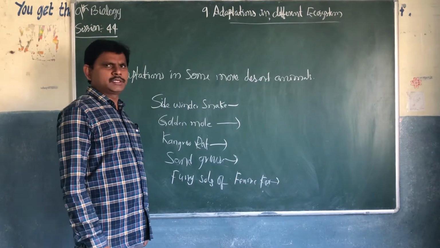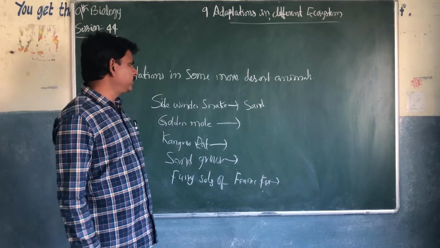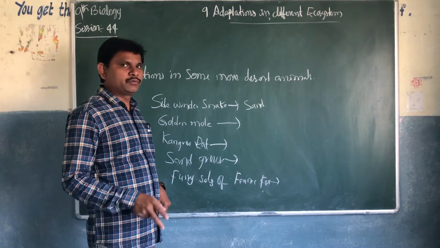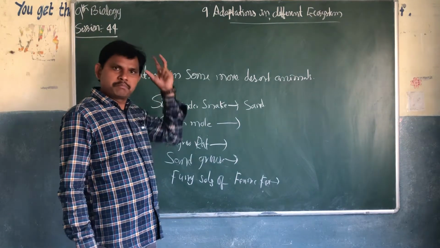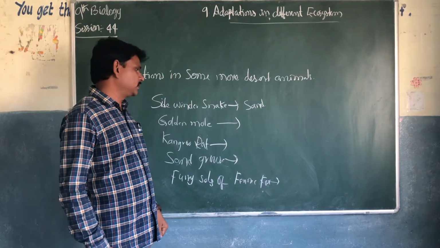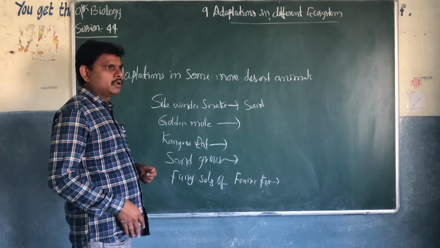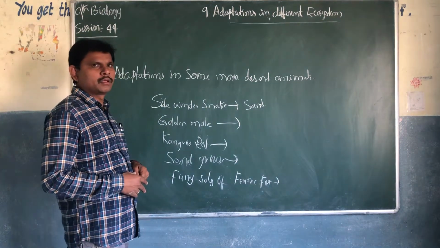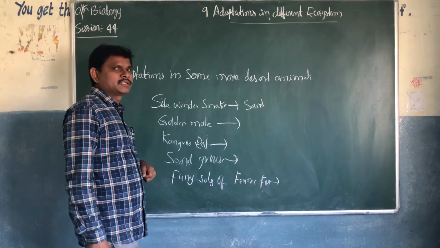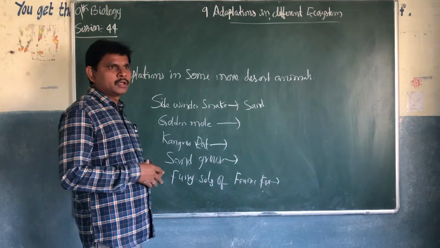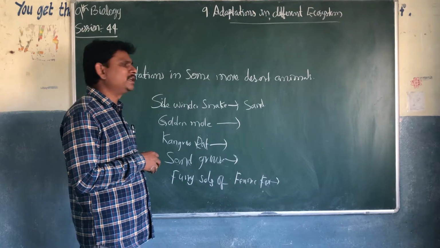Sidewinder snake, it looks like sand. You cannot differentiate the color of the snake and the sand. It looks the same. It's very dangerous. If the snake bites, you can see the victim die on the spot. It's a very dangerous snake. So the snake attaches only the side of its body to the ground to protect itself from the sunlight and the heat. Or it will dig a hole into the sand, and it will stay in that sand to protect itself from the heat.